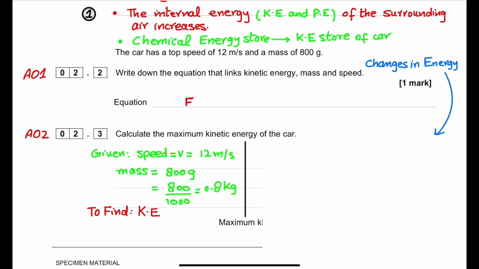That is Ek equal to 0.5 times mass of the car times square of velocity of the car. Or the student can write another way. Ek equal to half times mass times square of velocity of the car.